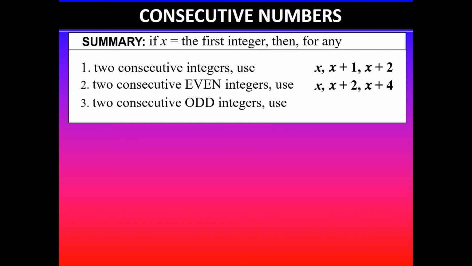And the third one, for two consecutive odd integers, so we can use x as the first integer, x plus 2 as the second one, followed by a third one, x plus 4, and so forth, because in both the cases, odd and even integers, there is a common difference of 2 between the two consecutive numbers.